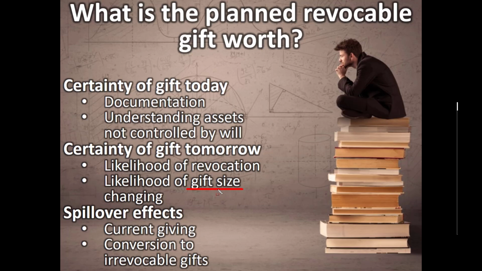either positively or negatively. Now, the size of the estate changing positively would only affect the gift if the gift was a percentage of the estate. If the gift is a dollar amount, then if the estate size got huge, it wouldn't make any difference. But if it fell below that dollar amount, then it would make a difference. So we've got this likelihood of revocation. This is only negative. And then we've got likelihood of gift size changes. This can be positive or negative. All right? So it would seem that if we know the certainty of the gift today and we can calculate the certainty of the gift tomorrow, then we know what a planned gift is worth.